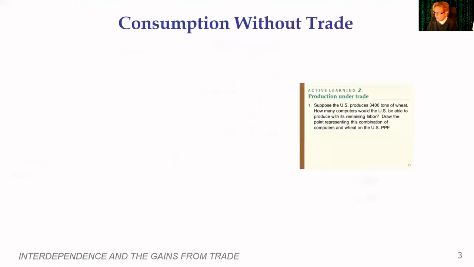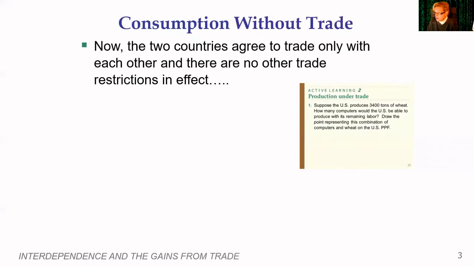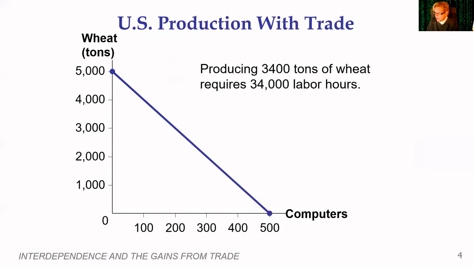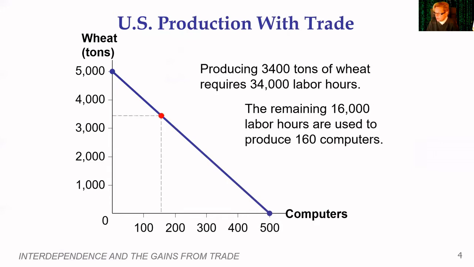Okay, so let's go ahead and put that on our graph. Again, 3,400 tons of wheat and 160 computers. So we're going to say that the U.S. is going to produce here at point A. Here is our 3,400 tons of wheat, and here is our 160 computers.